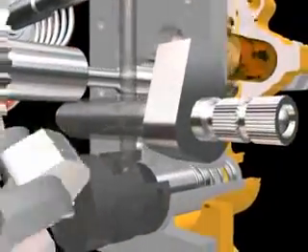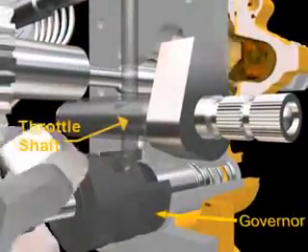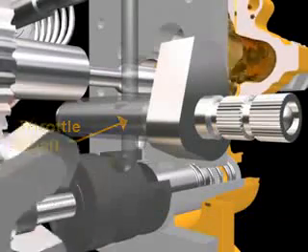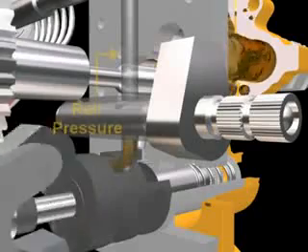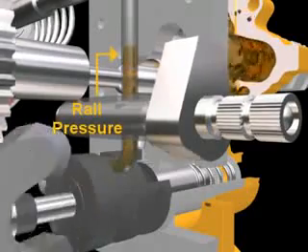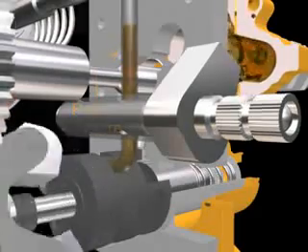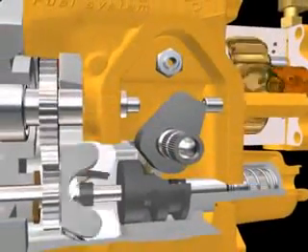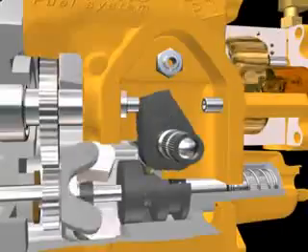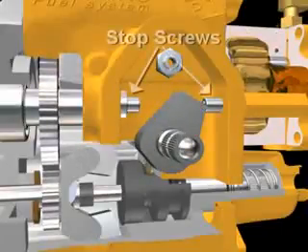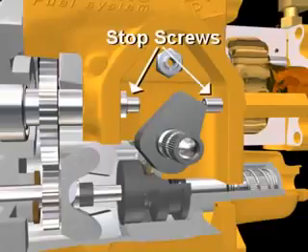The throttle shaft is located between the governor and the fuel pump discharge. It allows the operator to reduce the rail pressure and therefore the power to the level needed. The total travel of the throttle shaft is limited by two stop screws located in the throttle shaft housing.